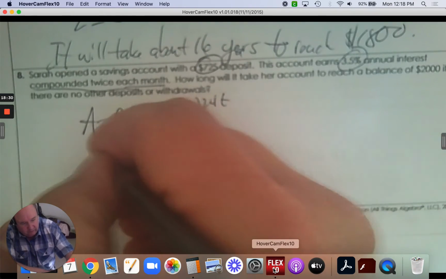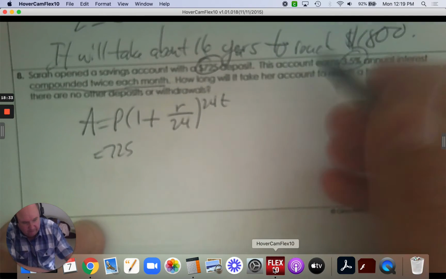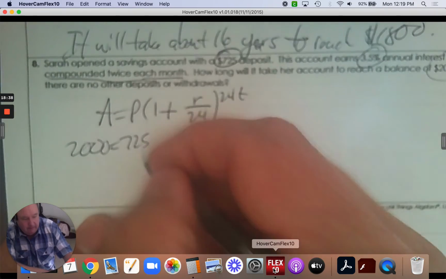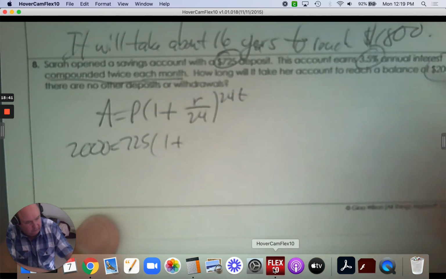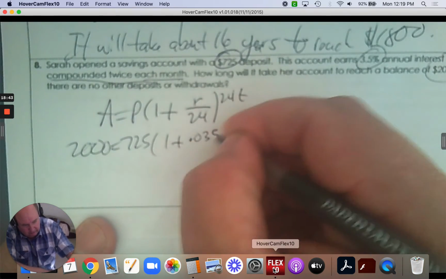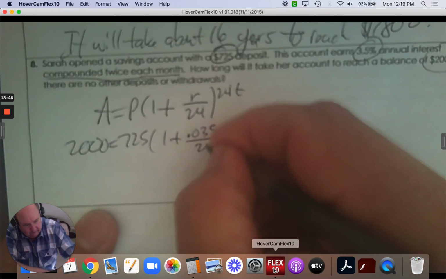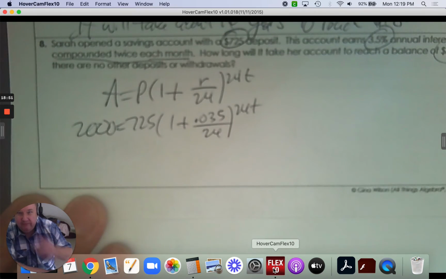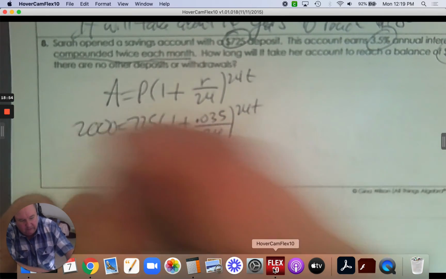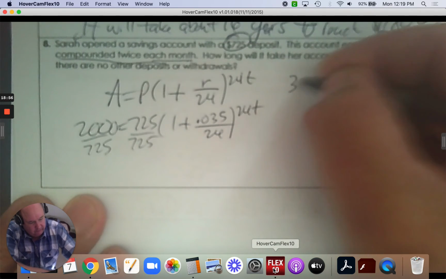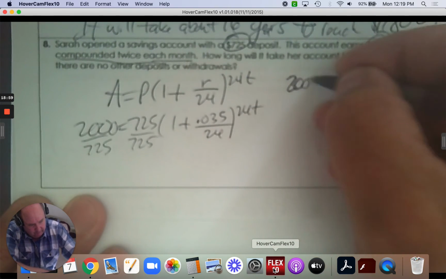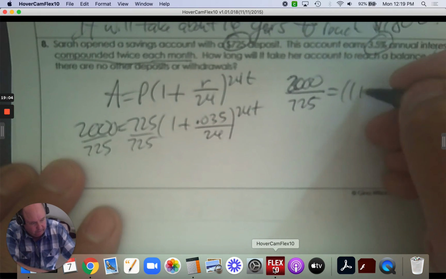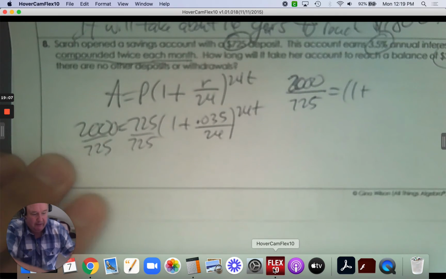And so we started with 725. How long will it take it to reach 2,000? So that's the end amount. The interest rate is 3.5%. So as a decimal, that's 0.035. And then I'm solving for t. So there's the setup. Now do you have the algebra skills to solve for t? So divide by 725. So we have 2,000 divided by 725. We have 1 plus 0.035. This might be helpful to type in a calculator.